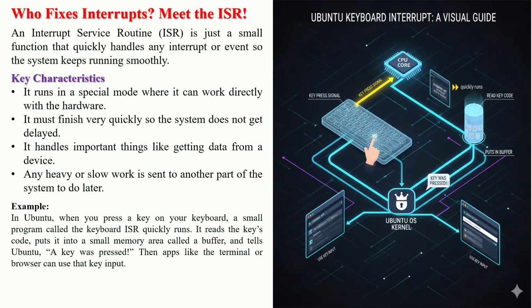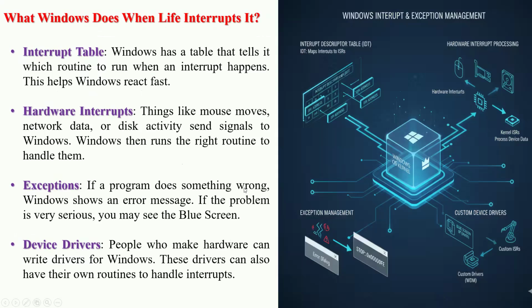Now let us try to understand what Windows does when its life gets interrupted. Windows keeps a detailed interrupt table. This table acts like a directory in a government office. For every problem, it knows exactly which officer should handle this. For example, a mouse movement or a disk activity, even the network data, all generate hardware interrupts.